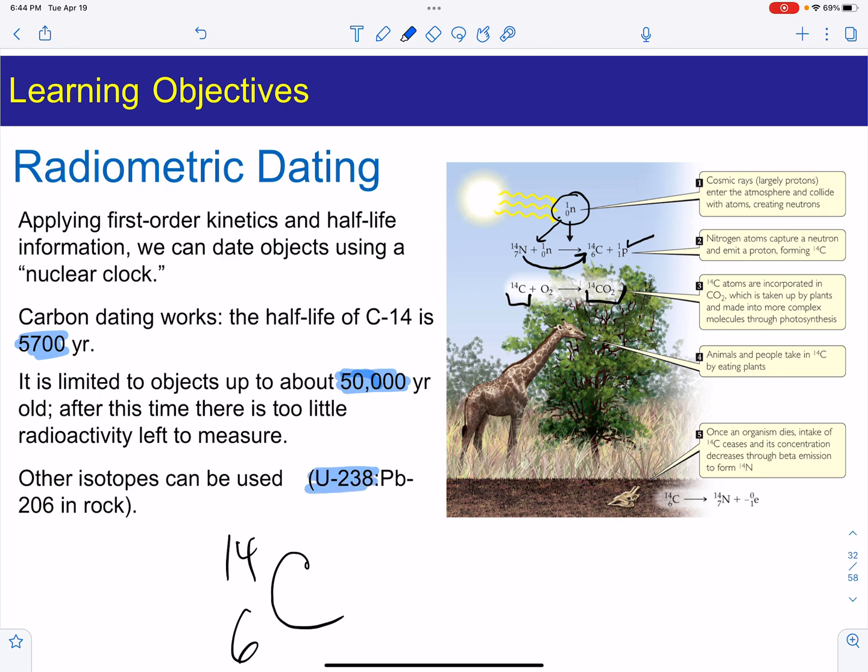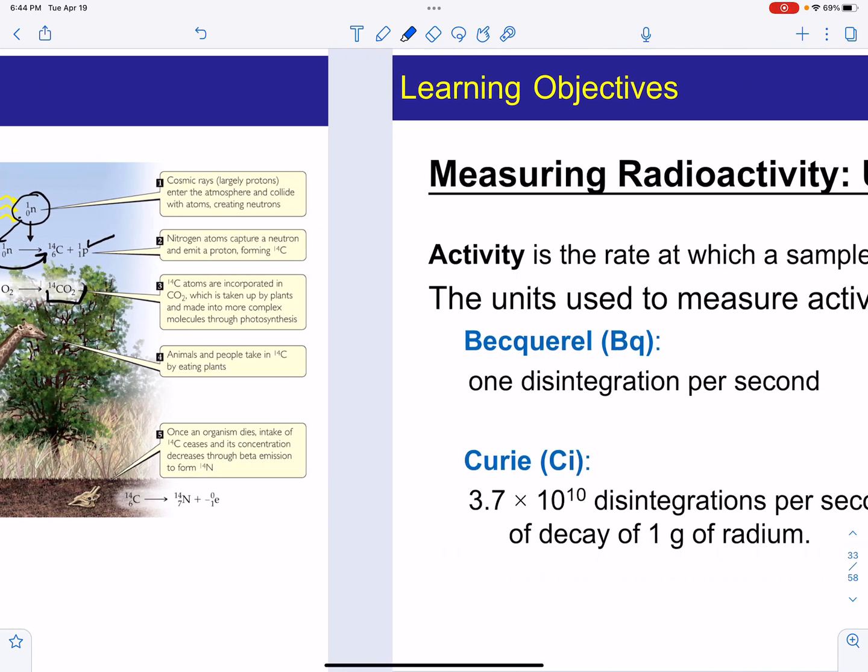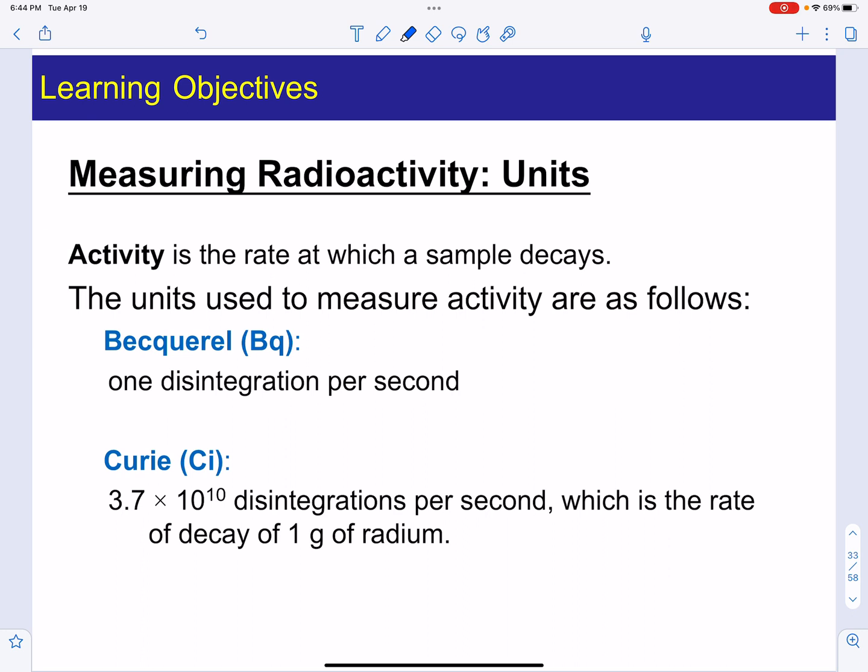So you can measure a lot more with that. The uranium decays super slow compared with the carbon 14. So how are we going to integrate that into the kinetics? Well, we're going to be measuring radioactivity, and radioactivity tends to be measured in becquerels or curie.